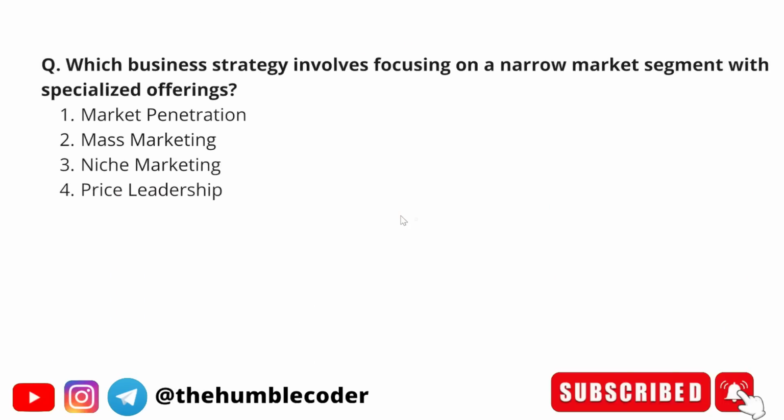Which business strategy involves focusing on a narrow market segment with specialized offerings? The options that we have are market penetration, mass marketing, niche marketing, and price leadership. The answer for this is going to be option number 3, which is niche marketing. Hence the answer is option 3. Niche marketing targets a small specific group of customers with tailored products or services, often with less competition.